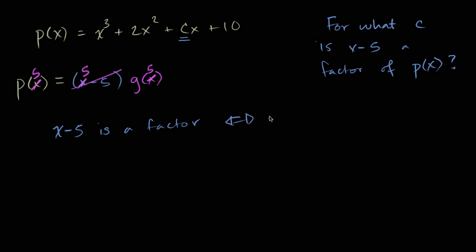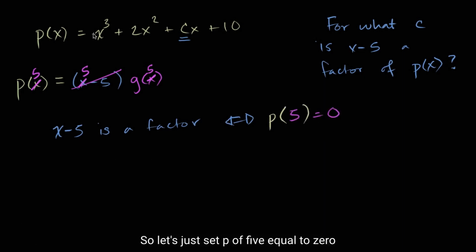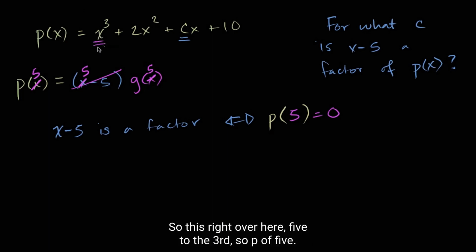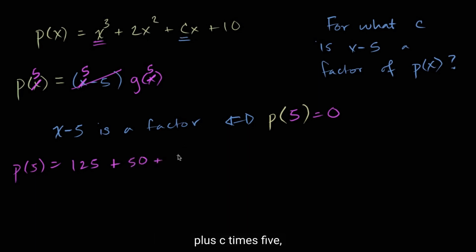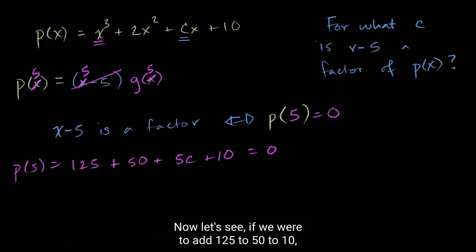P of 5 is equal to 0. You could say that 5 is a root of the polynomial p. So let's just set p of 5 equal to 0 and then try to solve for c. All right, so we're going to get 5 to the third power. So p of 5 is equal to 5 to the third, which is 125, plus 2 times 5 squared, so it's 2 times 25, which is 50, plus c times 5, which is 5c, plus 10. That needs to be equal to 0.